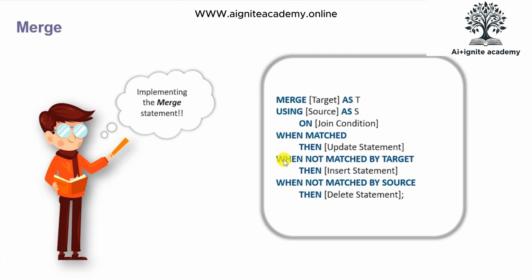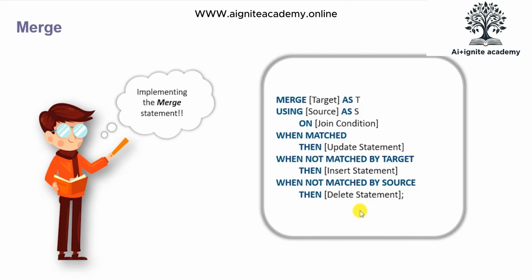After that, we check when not matched by target. So this basically means that if there are some rows which are present in the source table but not in the target table, then we'll go ahead and insert those rows from the source table into the target table. And finally, we check when not matched by source. So here we are checking if there are some rows which are present in the target table but not in the source table, then we'll go ahead and delete those rows from the target table.